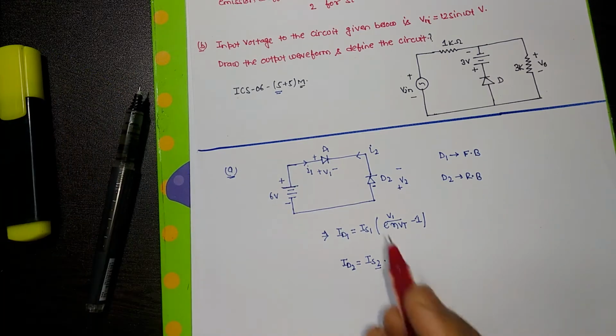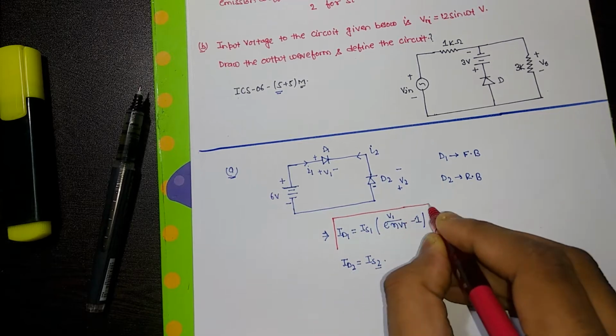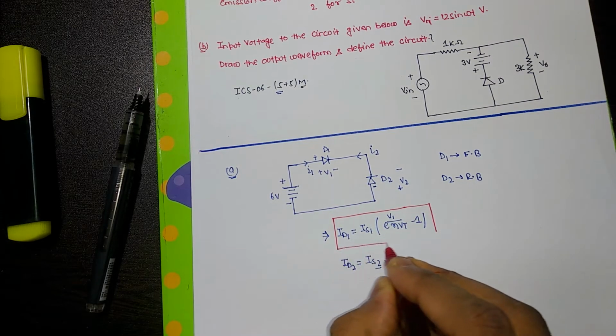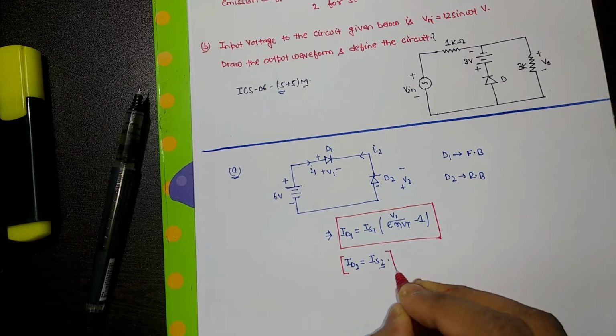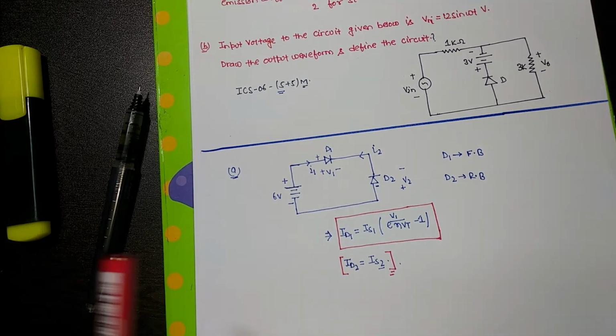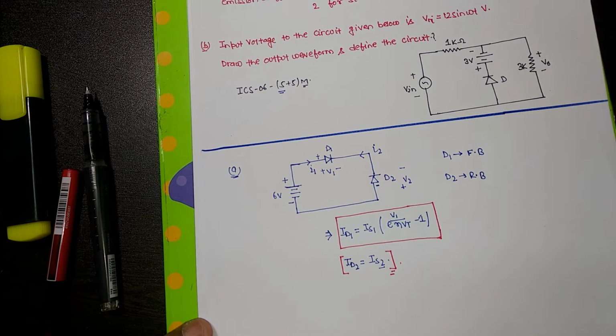The very first thing you should know is that this is the diode current equation when the diode is conducting. When the diode is in reverse bias, only the saturation current will flow. Okay, now, what is I1?